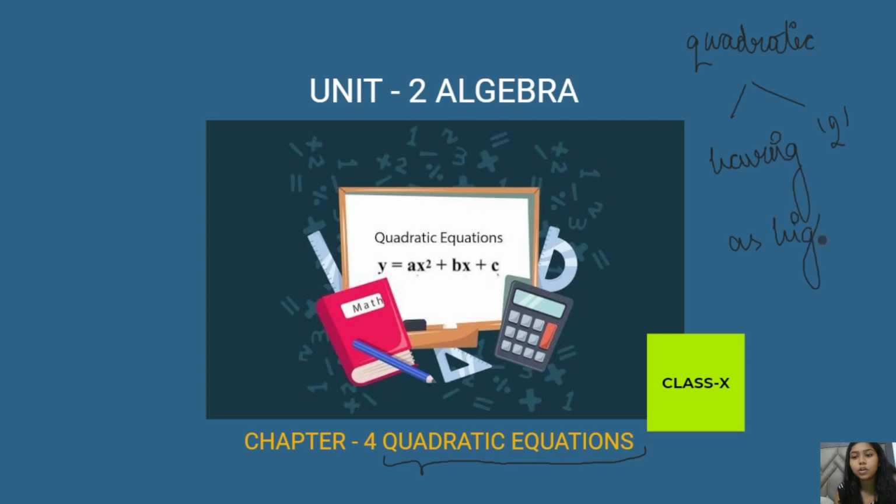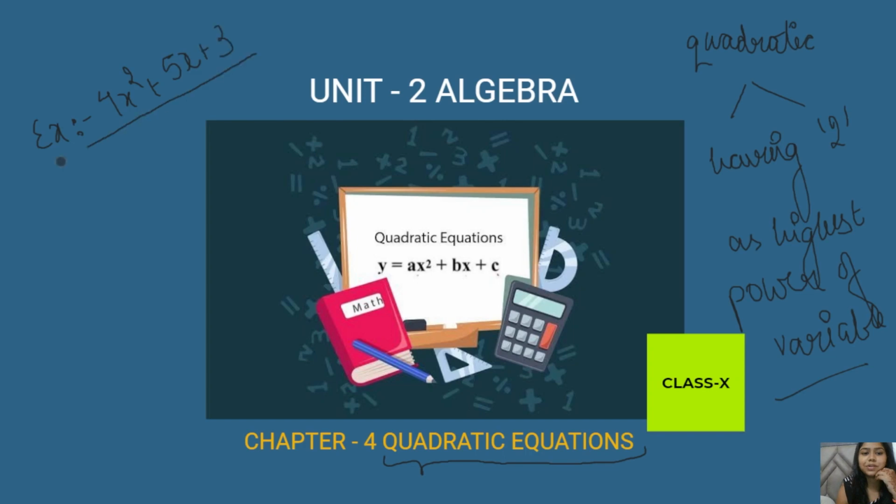This is what we call the quadratic equation, right? So basically when the degree of the given equation is 2, then that equation is known as the quadratic equation, and an example can be 4x square plus 5x plus 3. So you can now know what a quadratic equation is. I hope you people know.